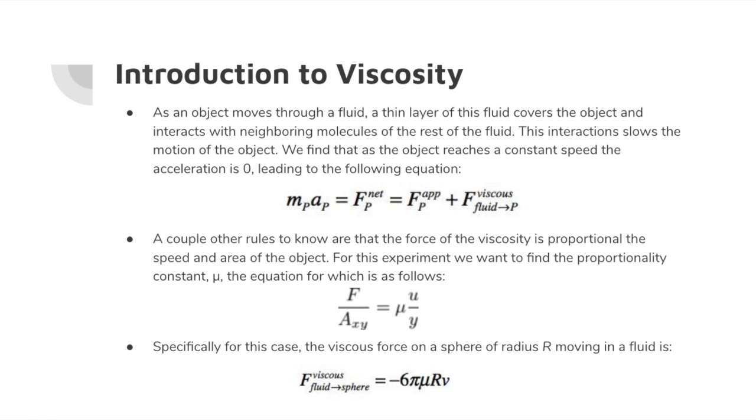An introduction to viscosity. As an object moves through a fluid, a thin layer of this fluid covers the object and interacts with neighboring molecules of the rest of the fluid. This interaction slows the motion of the object. We find that as the object reaches a constant speed, the acceleration is zero, leading to the following equation.